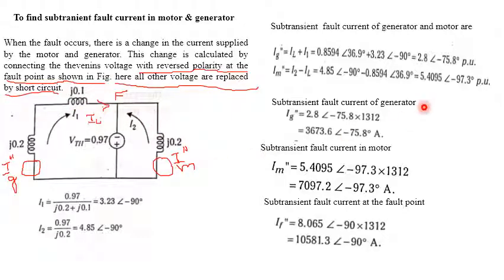So let's check that. We have I f double dash; already we have calculated the If value. It is 8.06 at an angle of 90 degrees and multiplied by 1312, which is the base value. So we have 10,581.3. By adding up Ig double dash and Im double dash, we can calculate that If double dash. You can cross-check that; if not matching, there is something wrong.